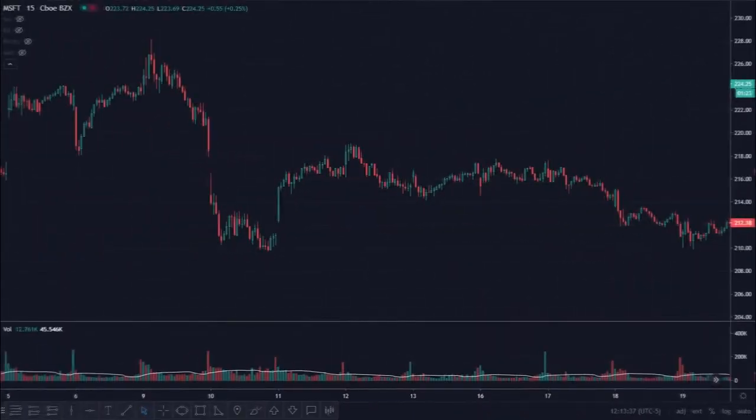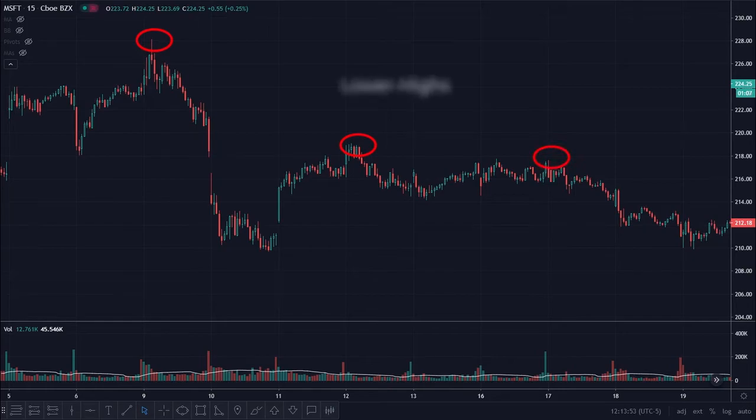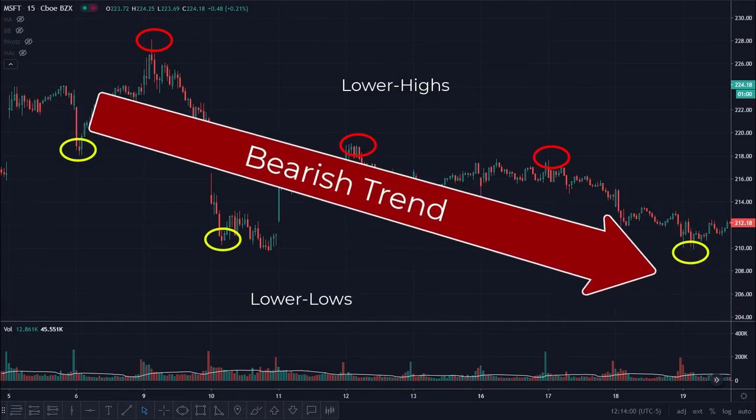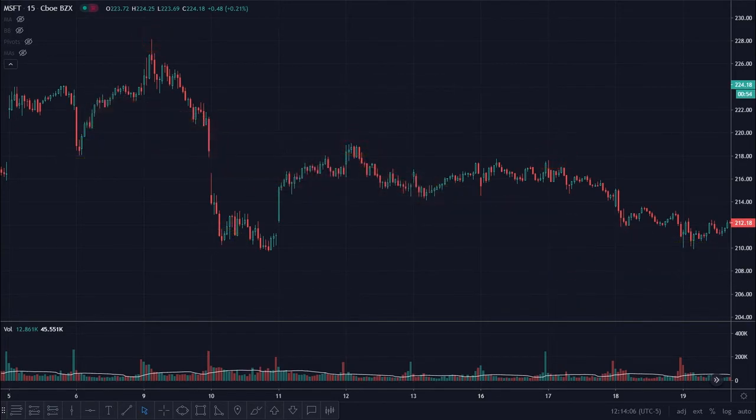All right, so we are still viewing Microsoft, the 15-minute chart here. And so at this point of the chart, the trend would be considered bearish. If we take a look at the highs of candlesticks, the highs have gotten lower and lower, and the lows of candlesticks have gotten lower as well. And so again, this would be considered an example of bearish price action because the highs and lows of candlesticks are getting lower and lower.